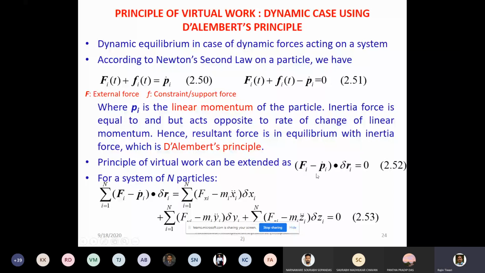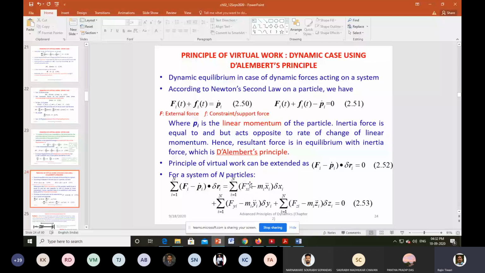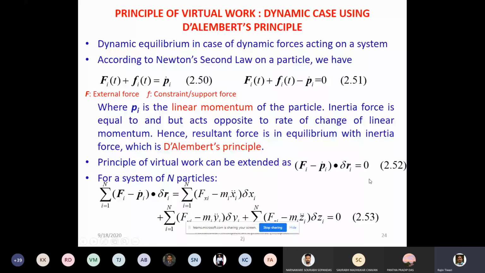And for n number of particles, we can sum this up. If we sum them up and write in the x, y, z components, we can write like this. Now you can see that this is the external force, and this is the inertia force, mass into acceleration in the x direction of the ith particle, and we are adding all such particles. Similarly in the y direction and z direction. But finally, this virtual work will be zero, as the right hand side is zero. Okay, so this is the virtual work principle. It's a simple extension to the dynamic case.